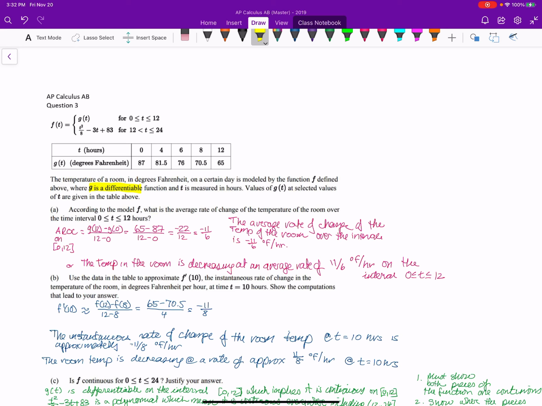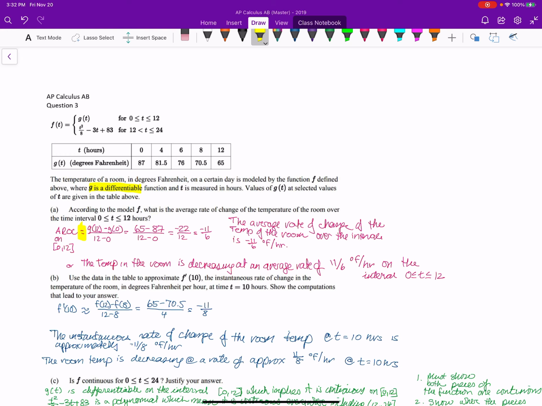So that's basically using the table. The average rate of change is using the slope formula. Now I'm not using an estimate. This is an equal sign here. This kind of looks messy, I'm sorry. But it's not asking you to approximate the instantaneous rate of change. It's saying just find the average rate of change, which means that it's going to be an equal sign.